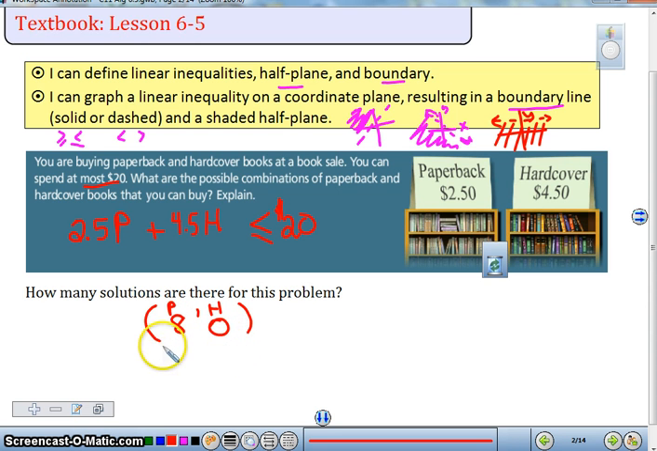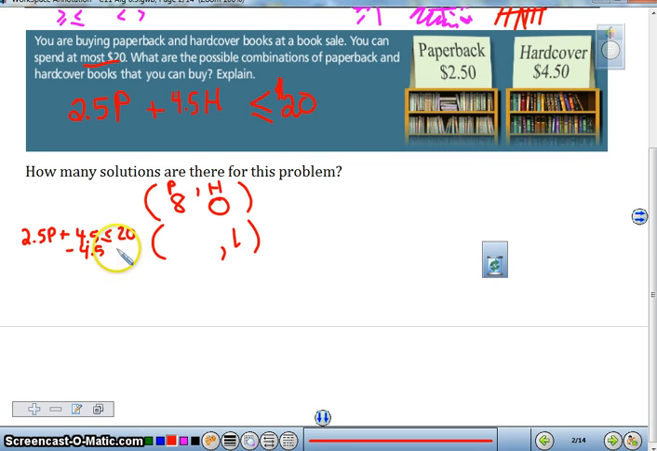All right, well, what if we get one hardcover book? How many paperbacks could we have? So remember, if you'd be solving this, you'd put 2.5p plus, we've just spent $4.50, and it has to be less or equal to 20. So you're now going to subtract 4.5 from both sides. And if we subtract 4.5 from both sides, 2.5p is less or equal to $15.50. We're going to divide by 2.5.